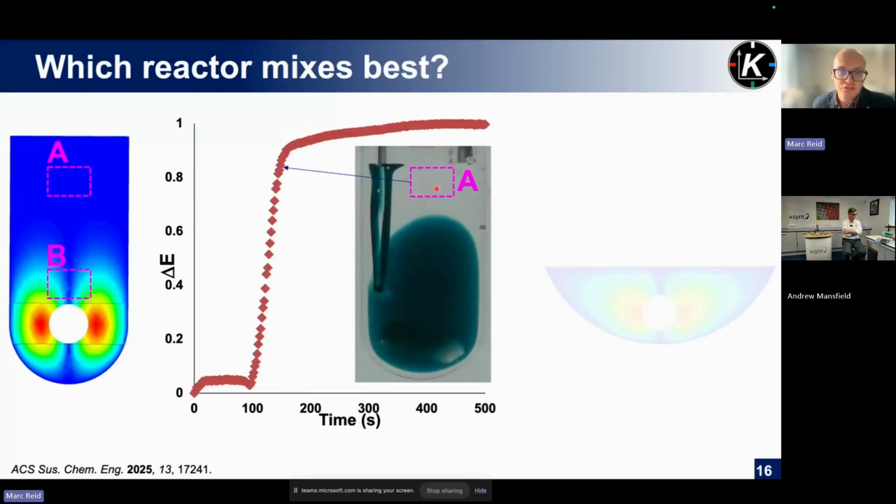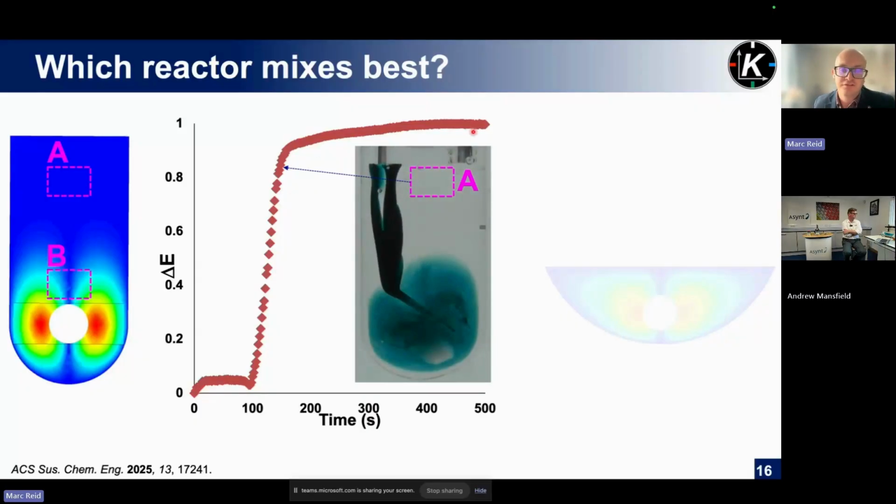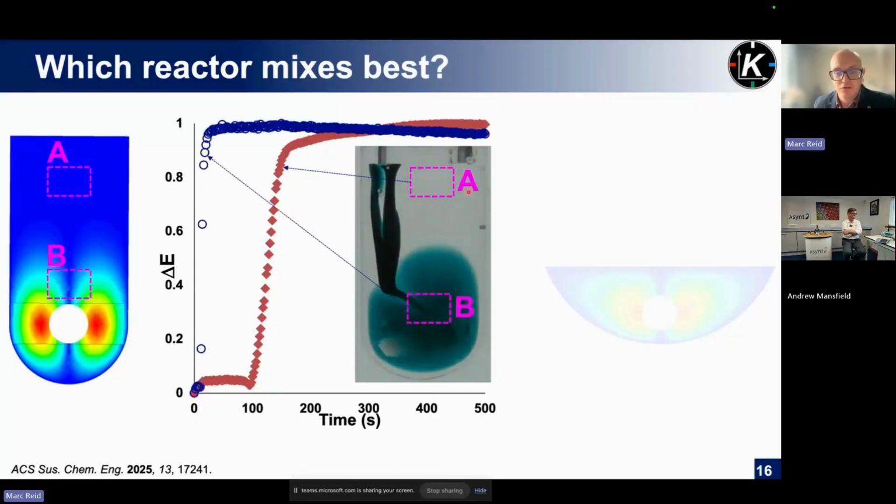So if we look at region A in this example, we see a rather sluggish evolution of the colour change, and it stabilises in the order of hundreds of seconds. Whereas if we look at region B near the stirrer bar, we see a far more rapid rise in delta E and a quicker stabilisation of colour, consistent with the CFD model on the left.